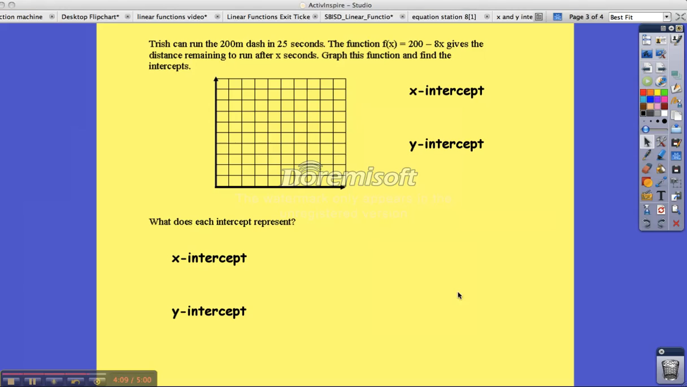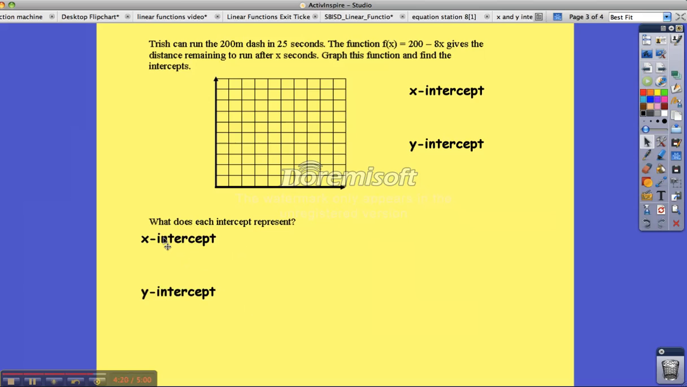So this next example has a word problem. I want you to go ahead and read it and try to find your x and y intercept and graph them. When it asks what does each intercept represent, what we're asking you is in words to explain what does it mean when the x-intercept, when this crosses the x-axis, what does that represent given the situation? And then the y-intercept, what does it represent given the situation? And so go ahead and pause the video right now and try to do this one on your own.